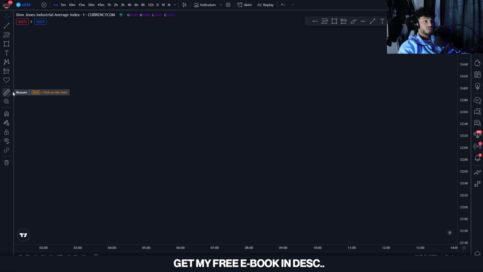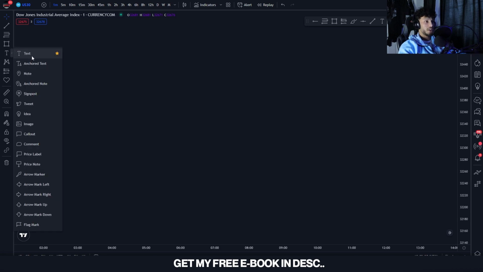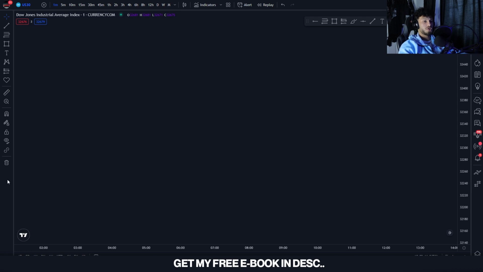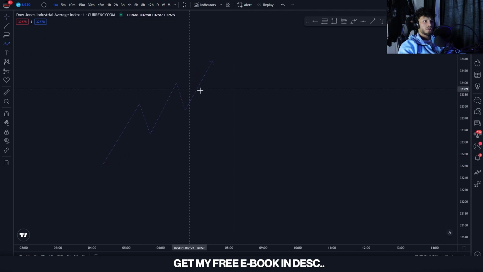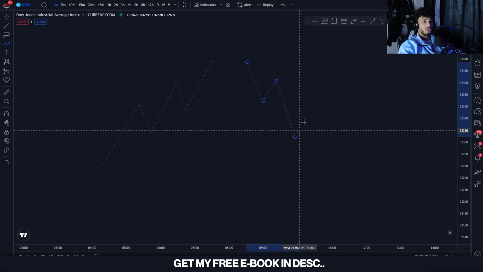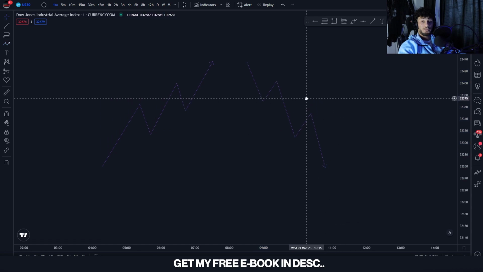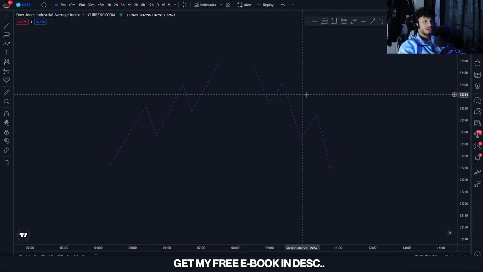A CHOCH, or change of character, is simply an identification in market structure to let us know that the market is structurally shifting from bullish to bearish or bearish to bullish. If I bring this right here and start drawing my tool, in order for the market to be bullish or bearish, it has to form a series of steps like this. In a bullish structure, we should see a higher high, a pullback, higher high, a pullback, higher high, etc. When we look at a bearish market, we should see lower low, pullback, lower low, lower high, lower low. This is bullish market structure, this is bearish.